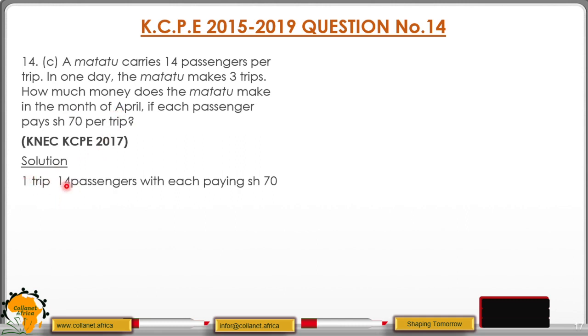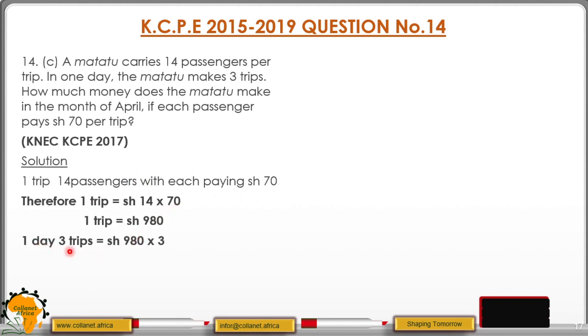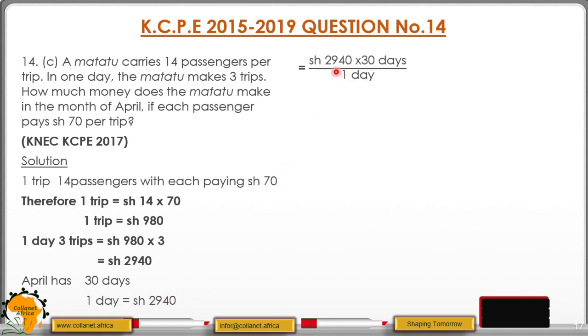So 1 trip, 14 passengers, with each paying 70 will mean that each trip he makes 14 times 70 to get 980. So one day he makes 3 trips, so it is 980 times 3 trips to get 2,940. So April has 30 days, and since it makes this number of shillings per day because it is going for 3 trips, therefore it is 30 days times this. So you get 2,940 times 30, this amount of shillings per that month. So it will be 88,200. So that is choice A.